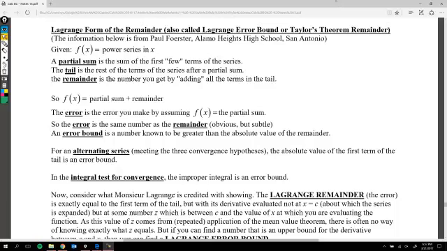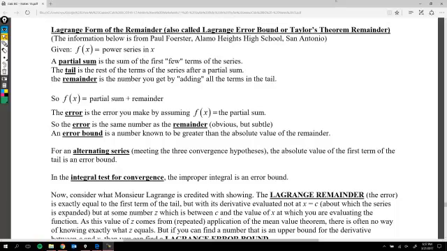All right, so a partial sum is the sum of the first however many terms of the series. Okay, it's not the whole thing, it's just a part of it. So the partial sum. Okay, the tail is what we call the rest of the terms. Okay, and the remainder is the sum of the rest of the terms. Right, so kind of obviously the error is the sum of the rest of the terms.